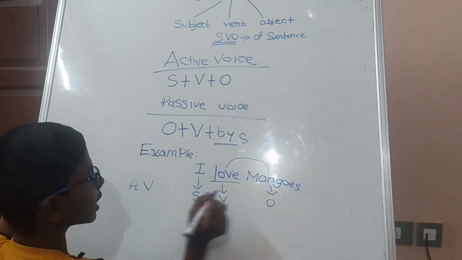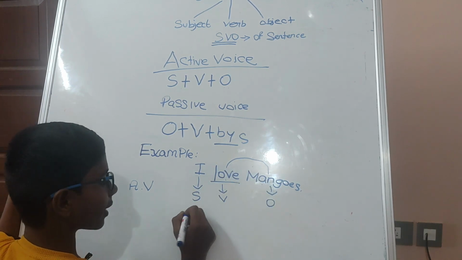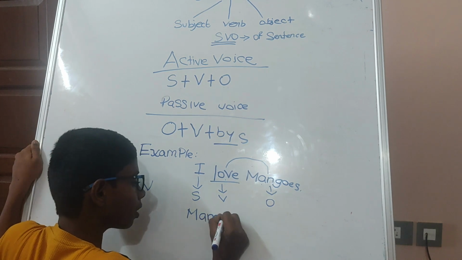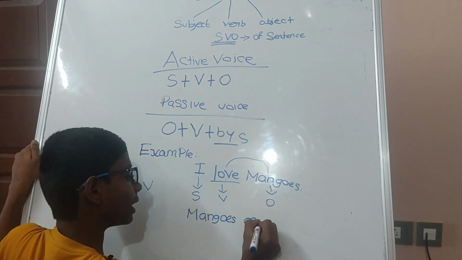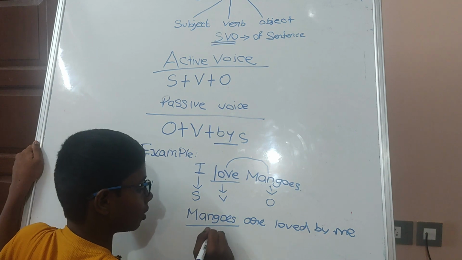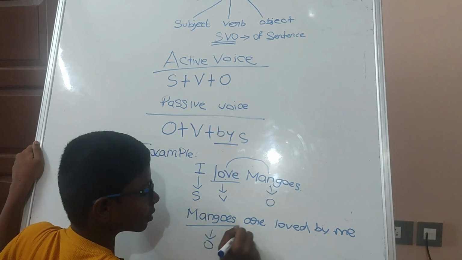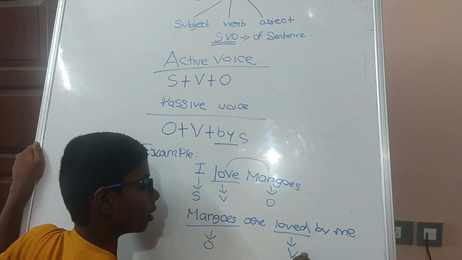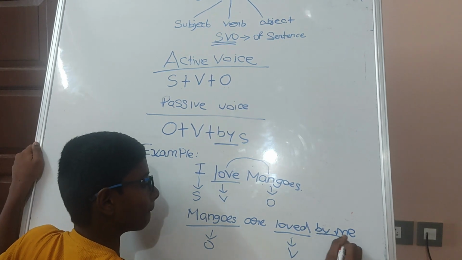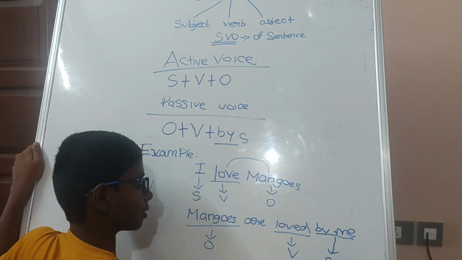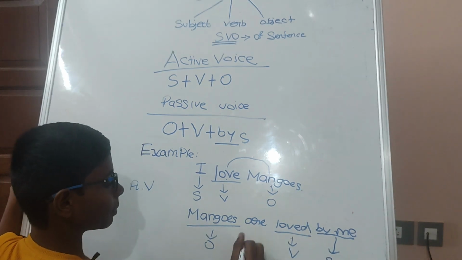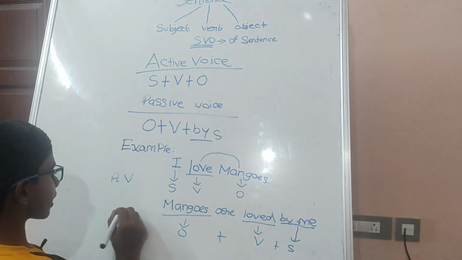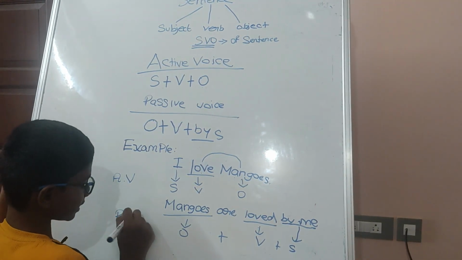But now when we convert this sentence into a passive voice, we can say mangoes are loved by me. Mango is the object and loved is the verb or the action being done. By me is the subject. This is O plus V plus S. This is where we look at a passive voice sentence.